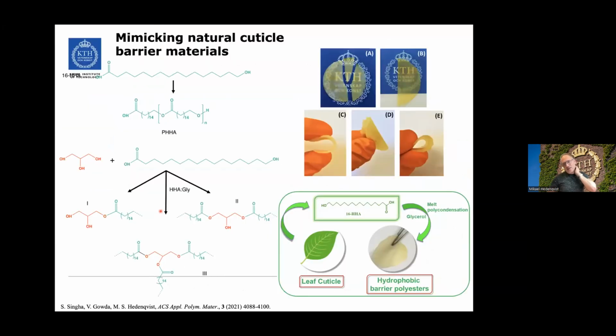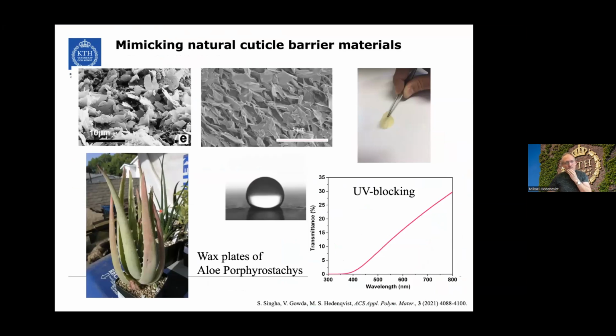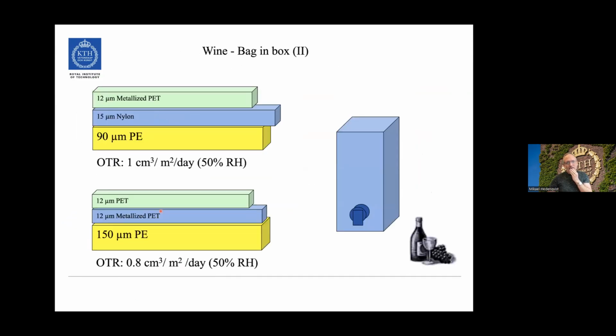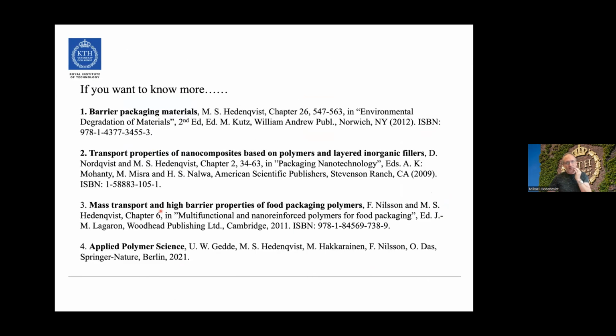And we mimic the cutin polyester, or this cross-linked polyester, by using different hydroxy fatty acids or diacids. And so it's a project where we try to mimic nature and obtain good barrier materials, packaging materials. I think I will finish with that actually, and just say that further reading is available here.